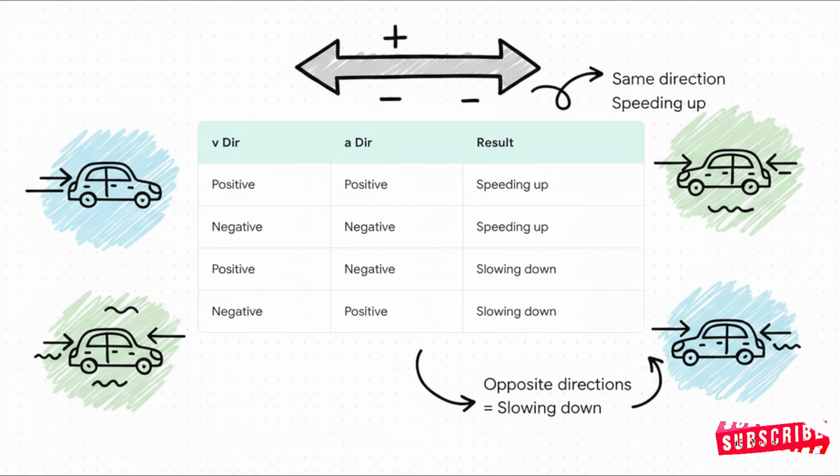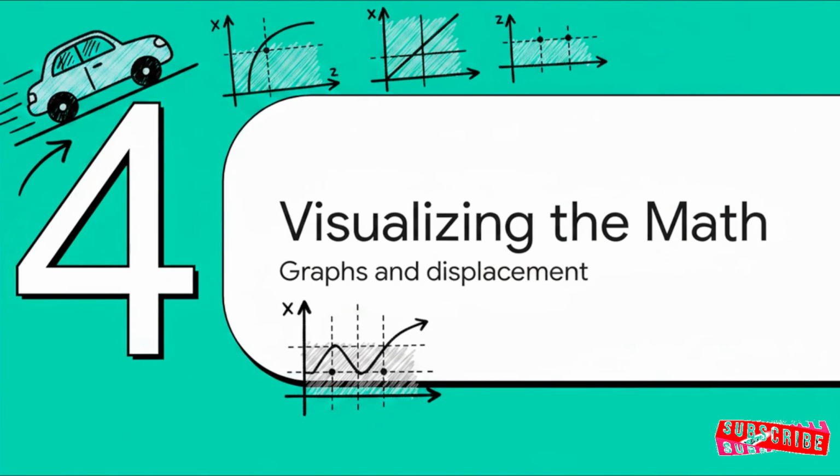If your velocity and your acceleration are acting in the exact same direction, you speed up. If they are acting in opposite directions, fighting each other, your car is slowing down. Which brings us to Section 4, visualizing the math. Let's see how all of this builds together.